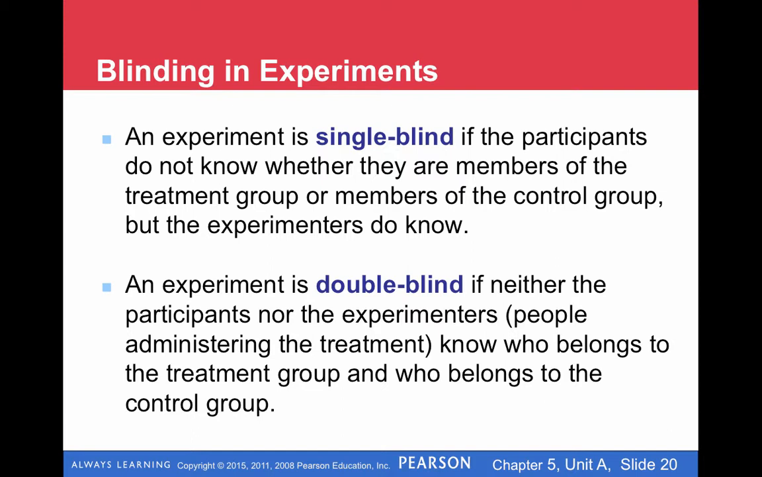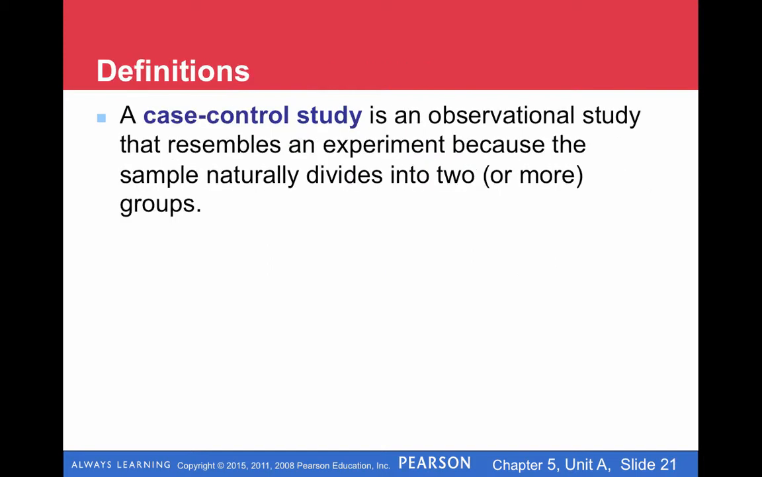So with a medical study, people could get an experimental drug or a placebo, and they don't know which one they're getting, and neither does the experimenter who gives them the drug. They just say, "Here, take this and see if it improves your symptoms."